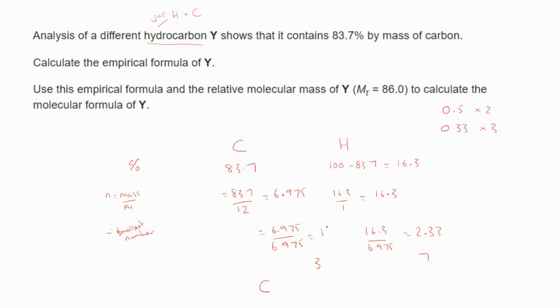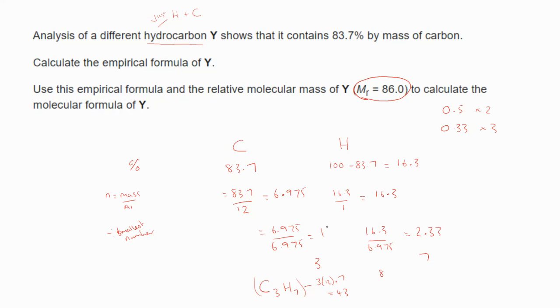And that would then give me an empirical formula of C3H7. So the last step is it wants me to calculate the molecular formula. So it tells me the molecular mass. So if I work out the mass of this unit here, that's 3 times 12 plus 7 is 43.